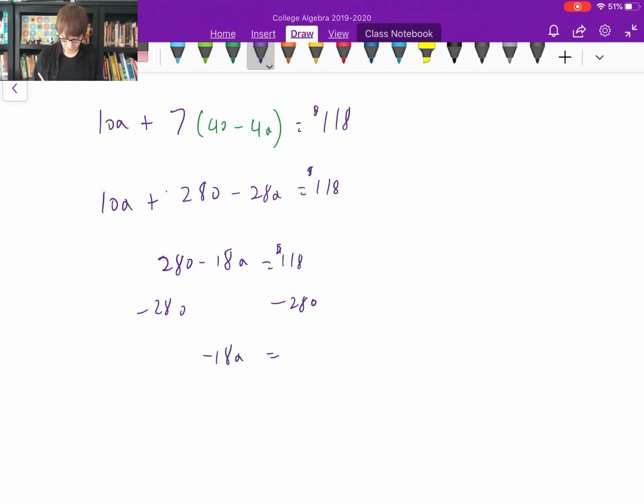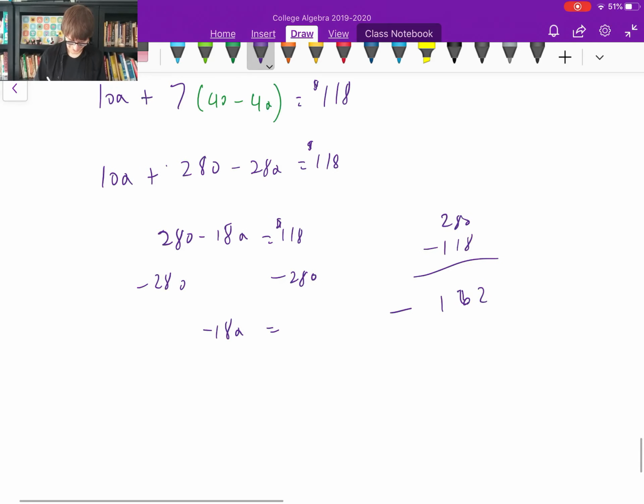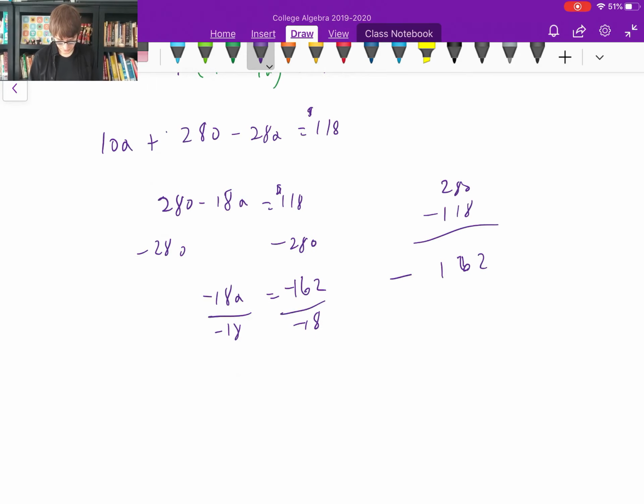The way to do this well is we can think of 280 minus 118, and the answer will be negative, whatever the answer is. So 280 minus 118 is the same as 162. There we go. Okay, so negative 18A equals negative 162. We just got to solve for A. So divide both sides by negative 18, and that looks like 9.